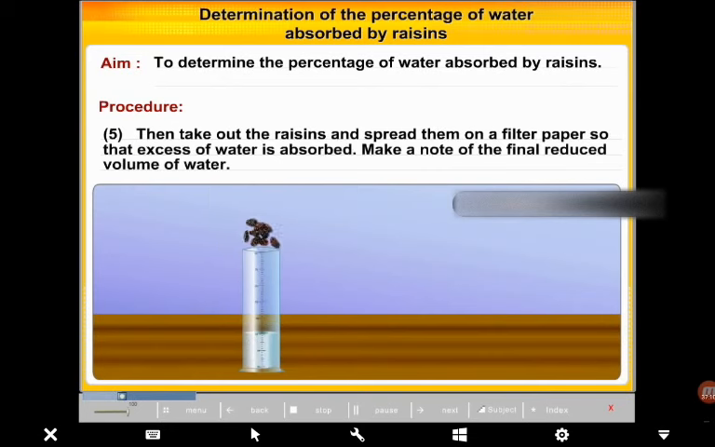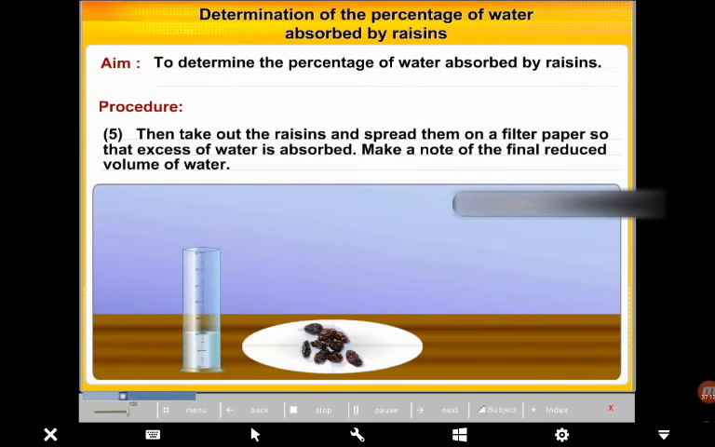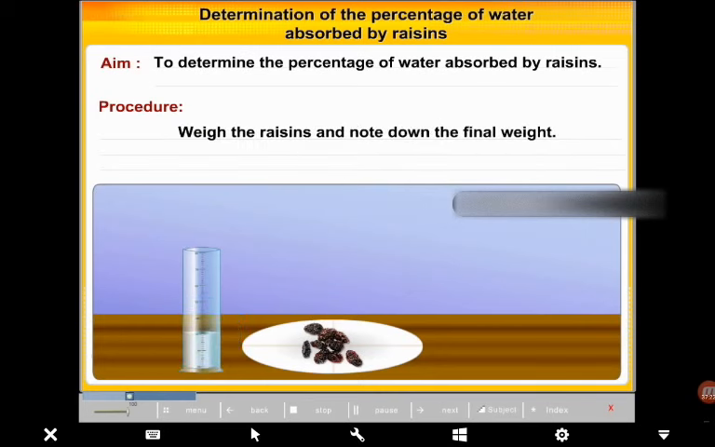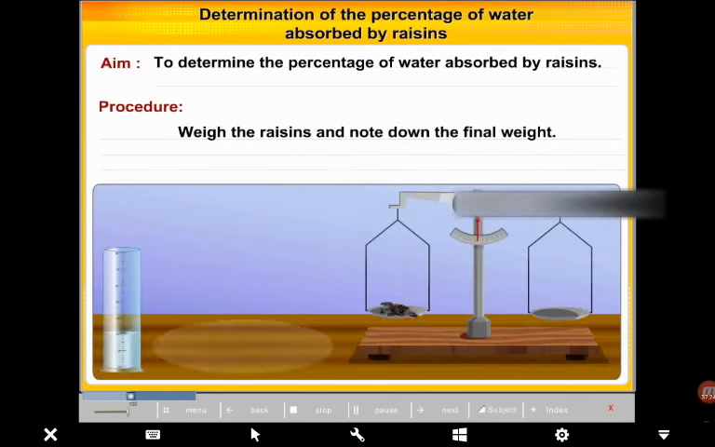Then take out the raisins and spread them on a filter paper so that excess of water is absorbed. Make a note of final reduced volume of water. Weigh the raisins and note down the final weight. Repeat the experiment to calculate the percentage of water absorbed.